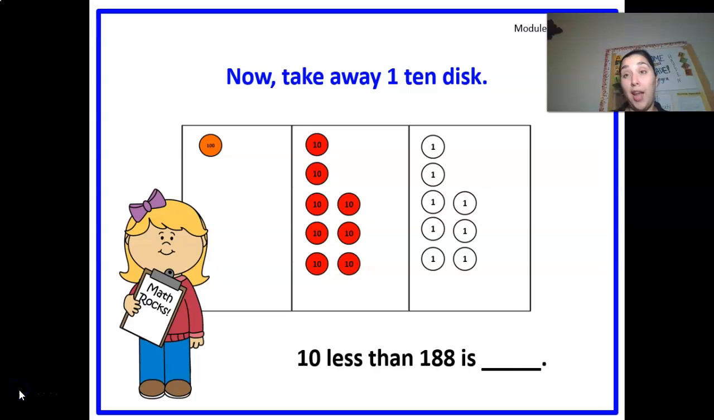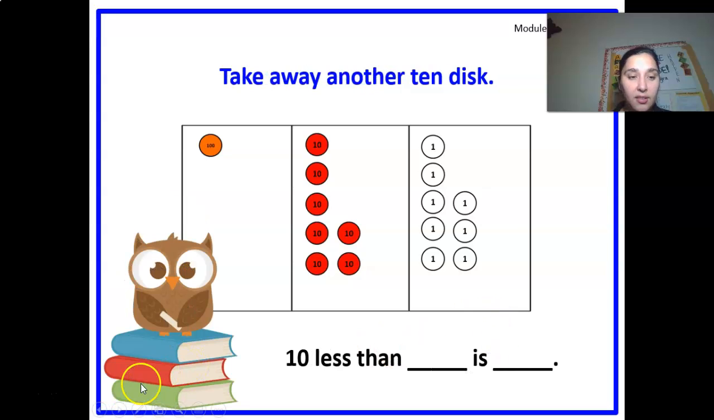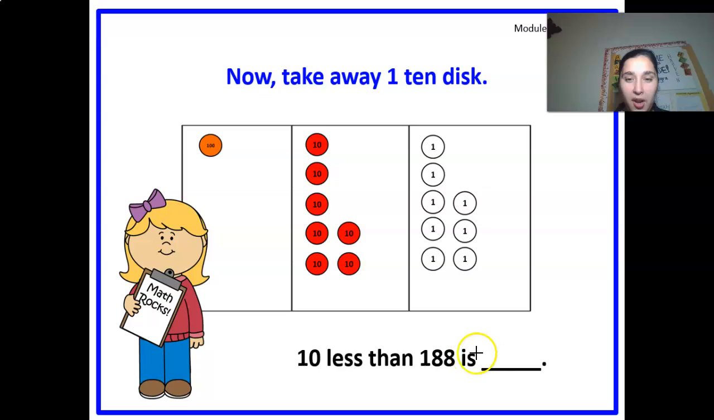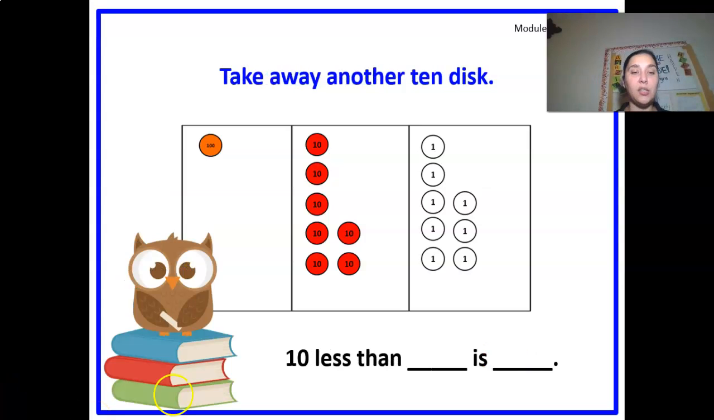Boys and girls, we're going to be focusing now on subtraction and taking away. Now, look at this number. This number is 188, and we're going to take away one disc. So 10 less than 188 is, get ready. Yes, 178. Let me write it. 10 less than 188 is 178.